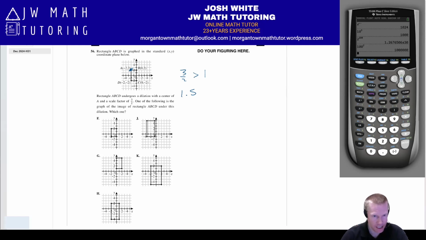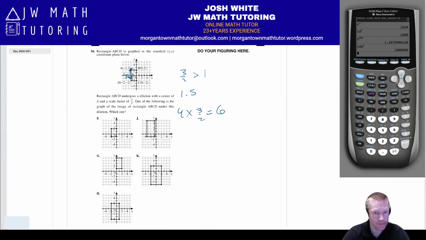So the dilation, the scale factor of 3/2, or basically 1.5, with respect to A, means that A is going to stay fixed. What we're doing for B, C, and D is we are going to essentially take the distances that these are from A and multiply them by 1.5. So from A to D, notice it's just straight down 4 units. 2 to -2, you can just count 4. 1, 2, 3, 4. So you multiply that by the 3/2, by the 1.5, and that gives you 6.